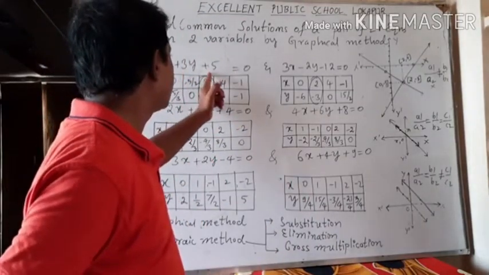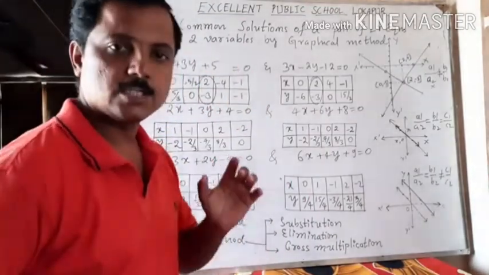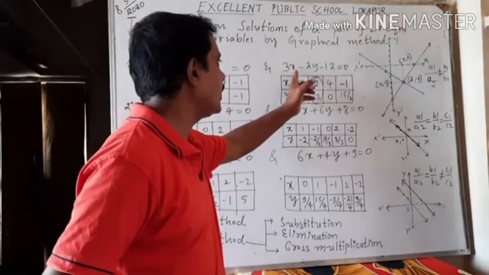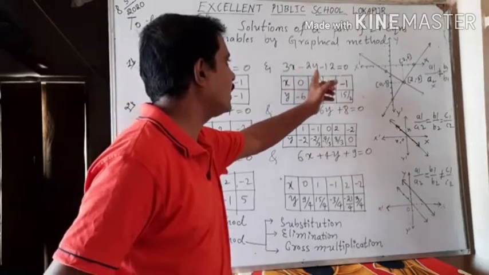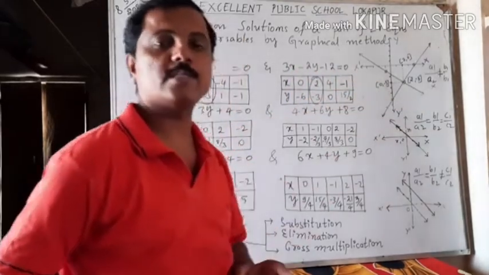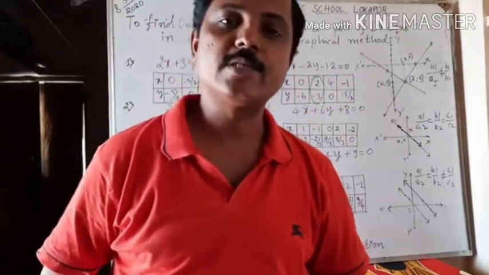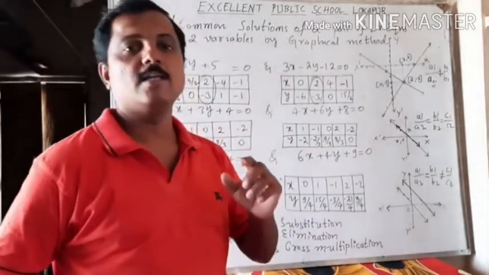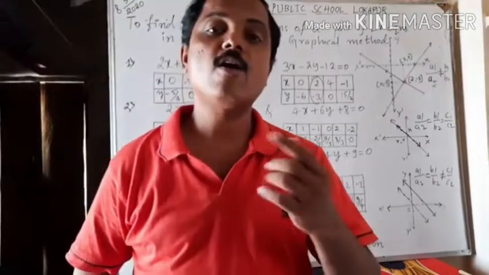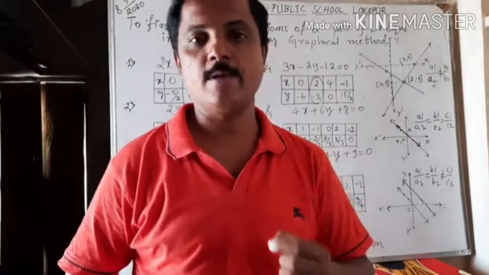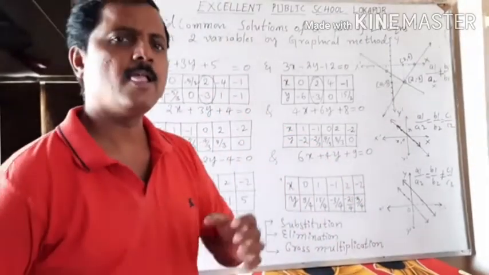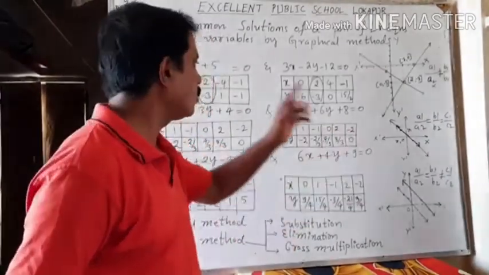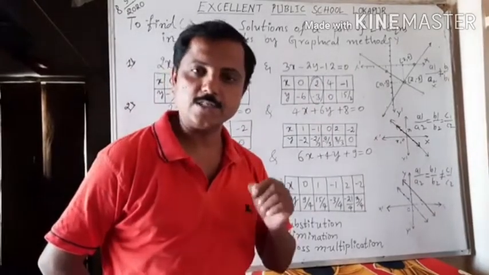See here, 2x + 3y + 5 = 0 is one linear equation in two variables, and 3x - 2y - 12 = 0 is one more linear equation in two variables. Thus, these two equations form a pair of linear equations in two variables. See here, children, today we will learn what we mean by common solution of both the equations.